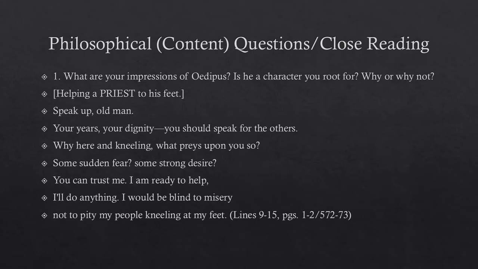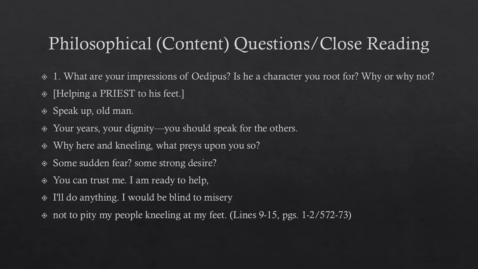He's not saying I feel sorry for my people. He's saying I identify with my people. I'm one of them. I need to help them. So Oedipus is at the beginning of the story a very empathetic character. He's already kind of the man that you could say Achilles becomes at the end of the Iliad. And so for me, to answer this question, that does make him someone I would root for.